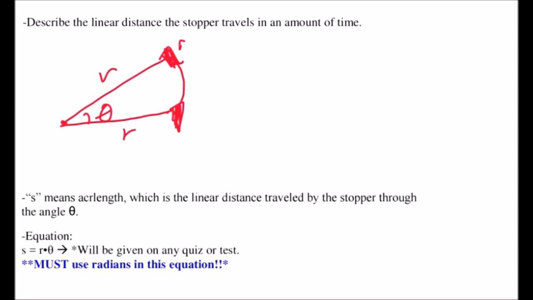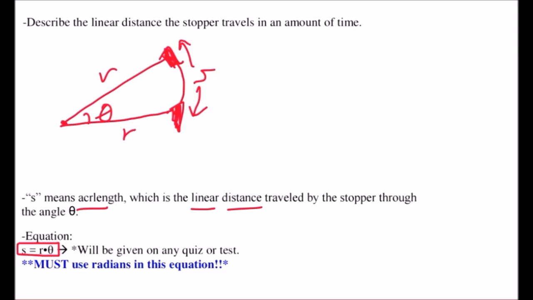The distance from position 1 to position 2 is going to be called S. S is the arc length. The arc length is a linear distance. So we have a boxed equation here for arc length: S equals R times theta.